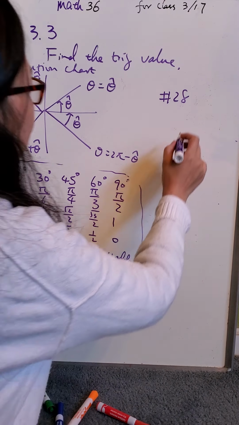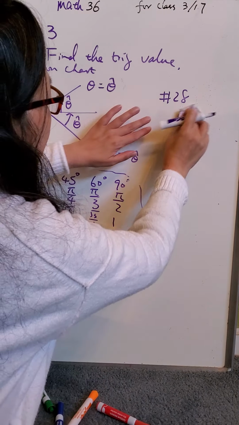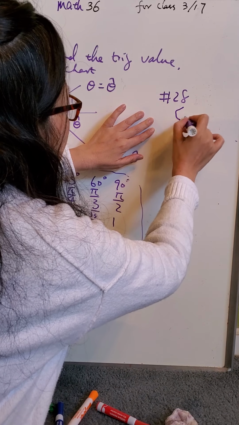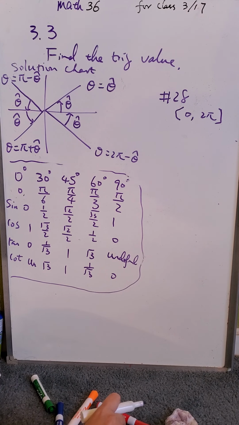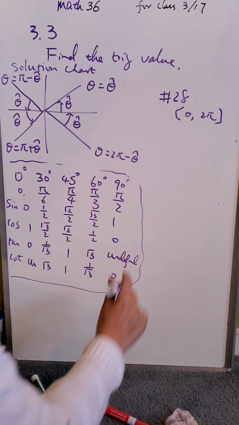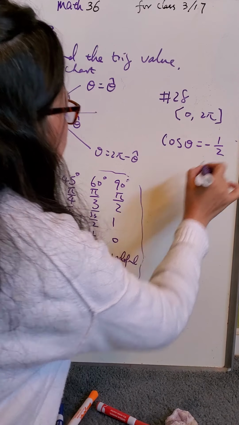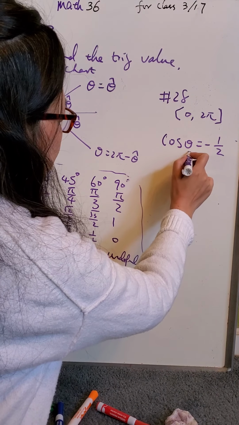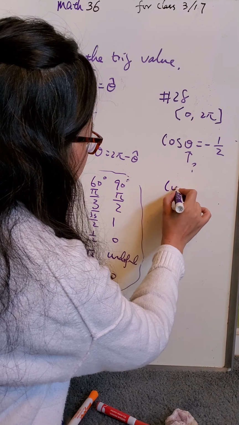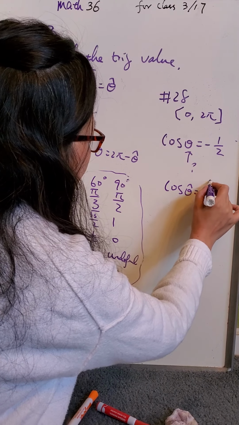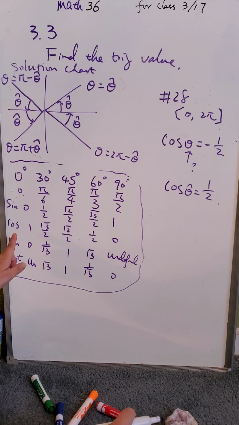They said find all the answers where theta should be between 0 and 2 pi, and cosine theta equals negative 1/2. What is the answer for that one? What we do is find the theta hat first. So cosine theta hat is equal to 1/2. Let's look at the chart.